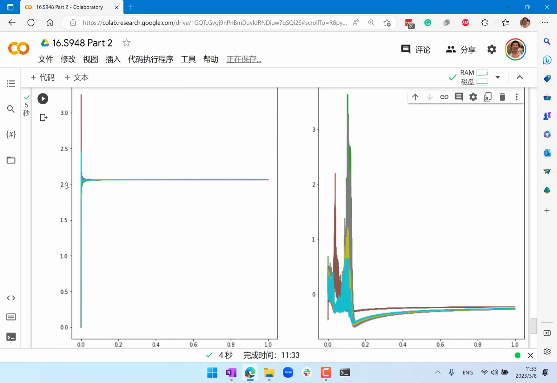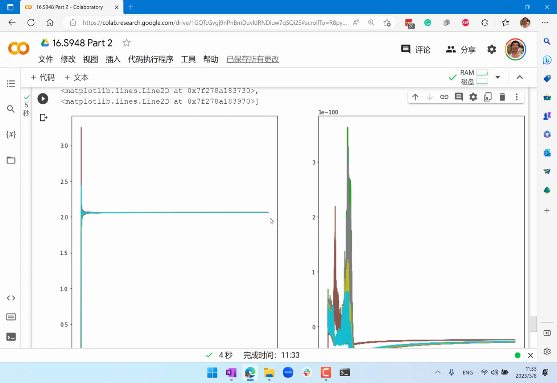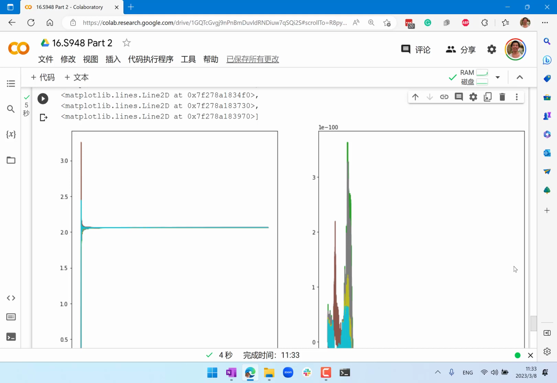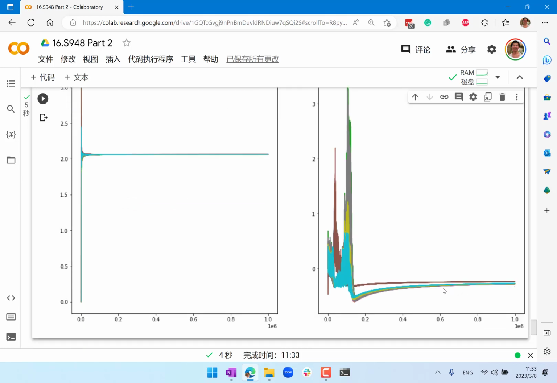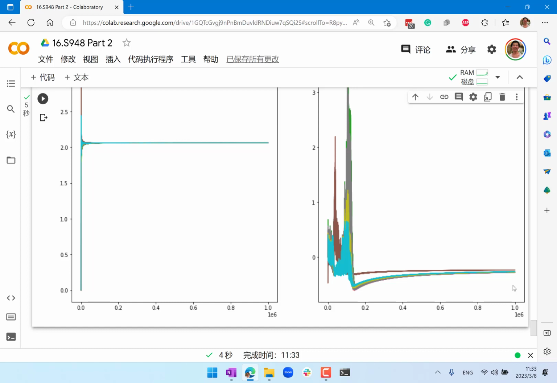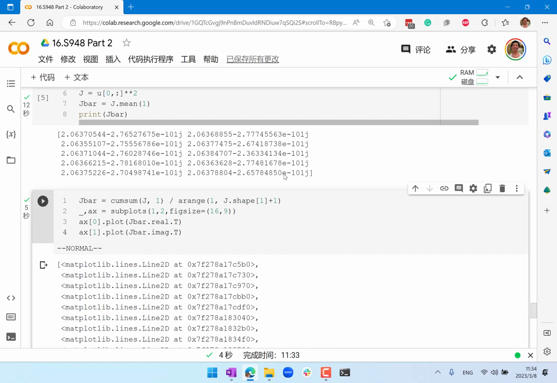Okay. So we see the real part converges really quickly, but the imaginary part doesn't really seem to be converging, right? I mean, all of them are kind of going to the same value, but at the end they are still spaced apart, right? So it looks like they are actually converging, maybe converging to different values. So why is that the case?